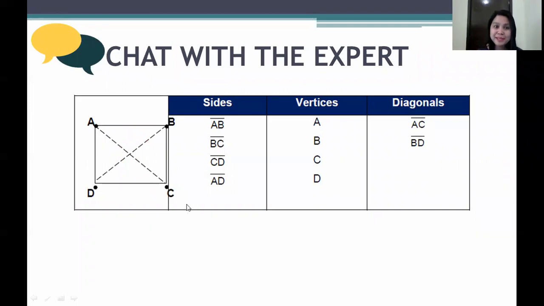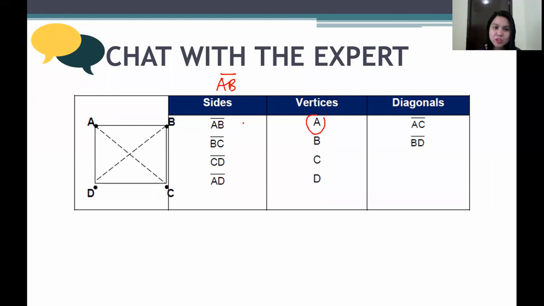Example, for figure ABCD, we name the side with a line segment mark on top. Example, AB. You need to place a line segment or a bar on top to say that it is a line segment or a side. If it's vertices, you could just name it with the letters because a point is named using a capital letter. So what are the sides? We have AB, BC, CD, and AD.